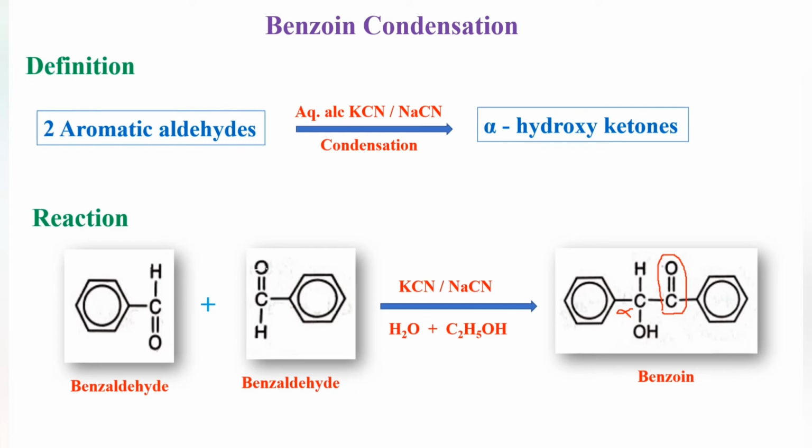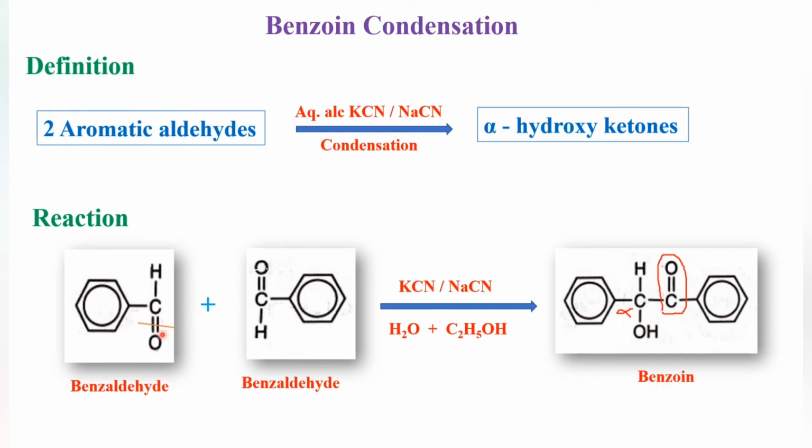So what is the reaction? Two molecules of aromatic aldehydes undergo condensation in the presence of aqueous alcoholic potassium cyanide or sodium cyanide. We are getting alpha hydroxy ketone, which is specially called benzoin. Now we'll see how we are getting that benzoin.